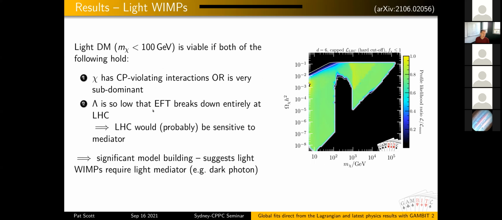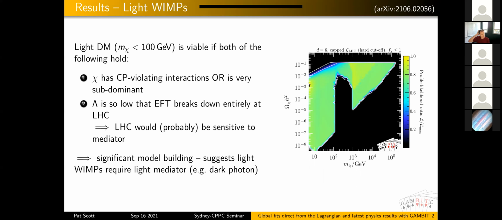And in addition to that, you need the scale of new physics to be sufficiently low that the EFT breaks down at the LHC. So what this means is that in our likelihood, the LHC doesn't play a role. We say, okay, it's effectively a perfect fit to the LHC because the LHC can't really say anything. But that does mean that in the particular UV completion that is really behind this EFT, the LHC would very likely be sensitive to the mediator itself.